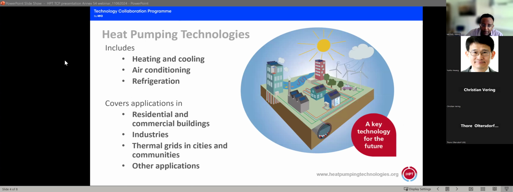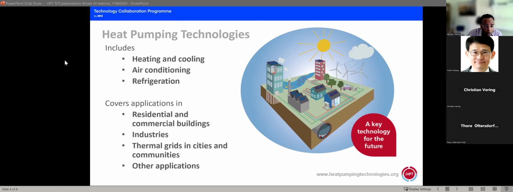So if you look at what heat pumping technologies encompass, they include heating and cooling, air conditioning, and also refrigeration. Those primary 3 areas are within it. And the applications covered are residential and commercial buildings, industries, thermal grids in cities and communities, and other applications. And by now, as we all know, heat pump is becoming an ingredient of every aspect that we can think of, whether it is sector coupling, positive energy districts, or energy efficiency. The application is becoming wide.